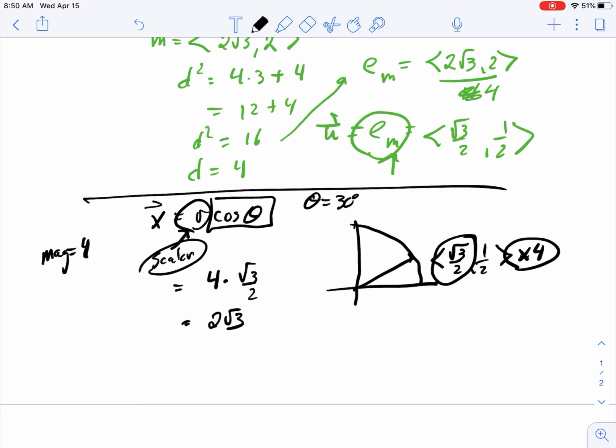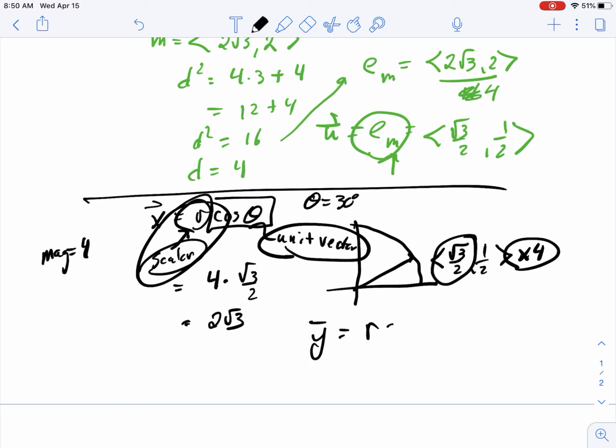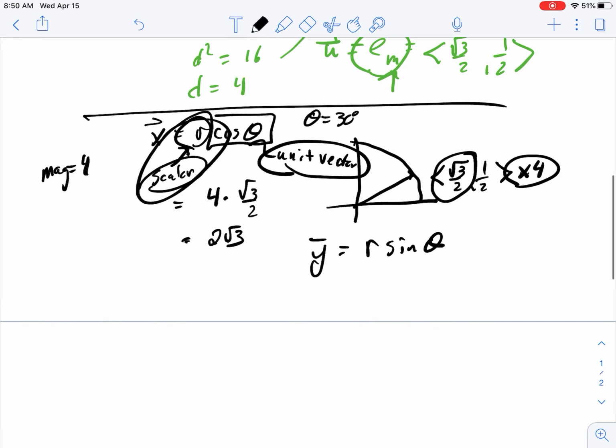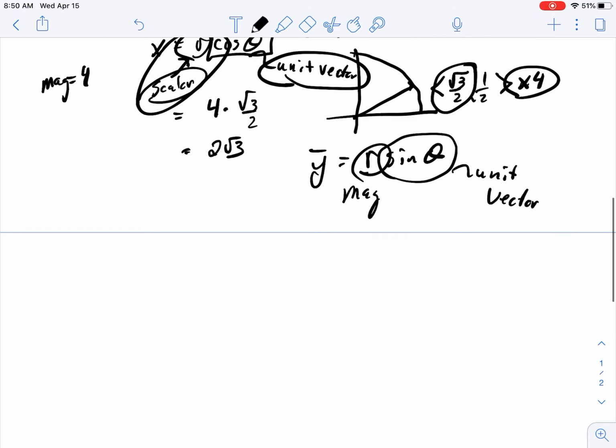So you've been taking, like I said, this piece is the unit vector part, and this is the scalar. And then if you do one for the y vector, the y component would be r sine theta. So again, here's your unit vector. And here's your magnitude. And that's basically it.